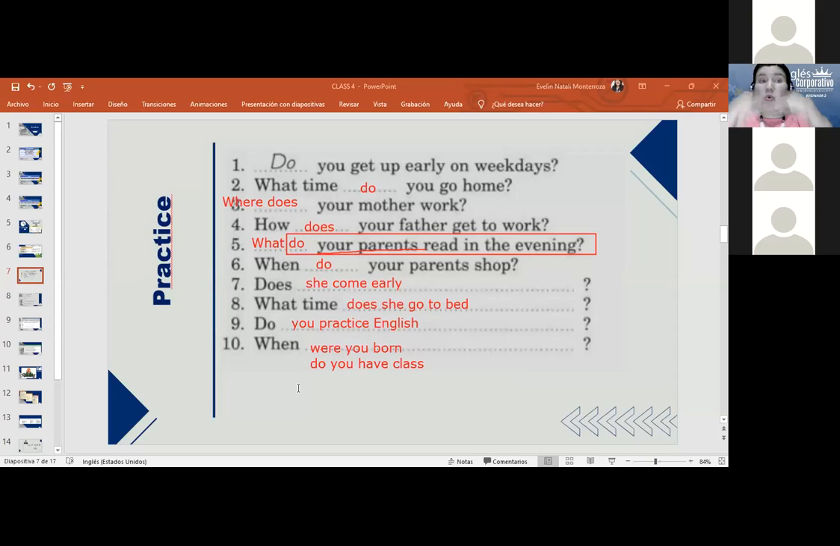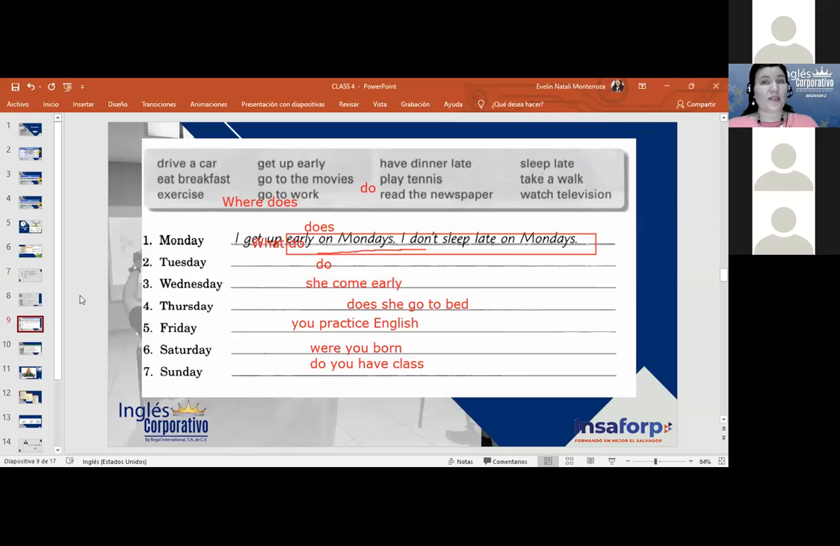And if I say, where do you have the class? I have the class in Zoom or through Zoom. But in this case, when, cuando, cuando tienes clases. So that is the form that we use. It was a very good practice, my dear students.